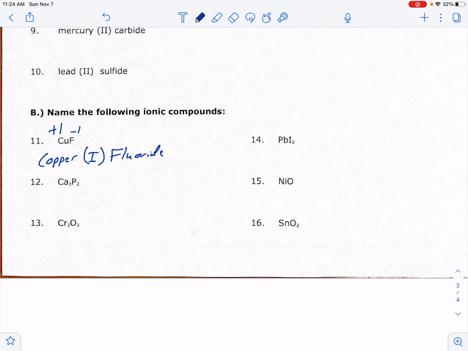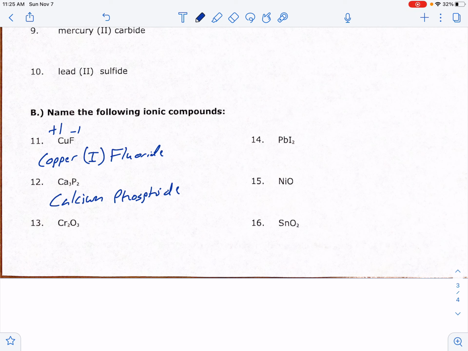Number 12, Ca3P2. If you look on your periodic table, Ca is not one of my transition metals, it's in group 2. So that means I don't need a Roman numeral, meaning I don't need to know the charge. So I can simply write calcium, and then phosphorus becomes phosphide.